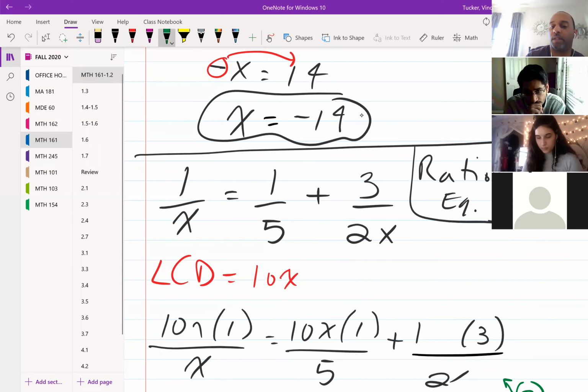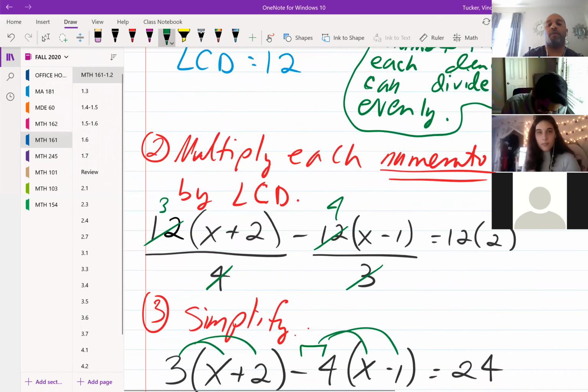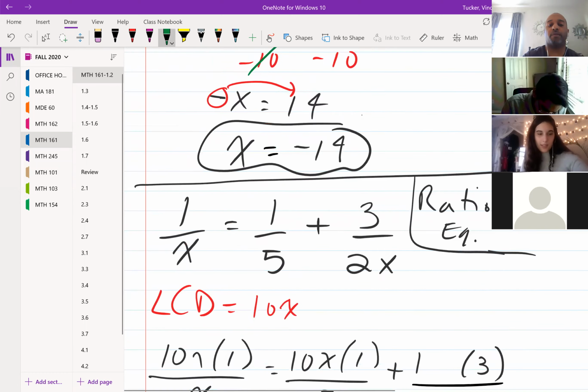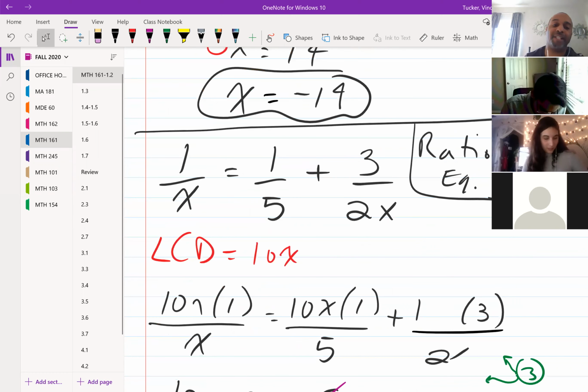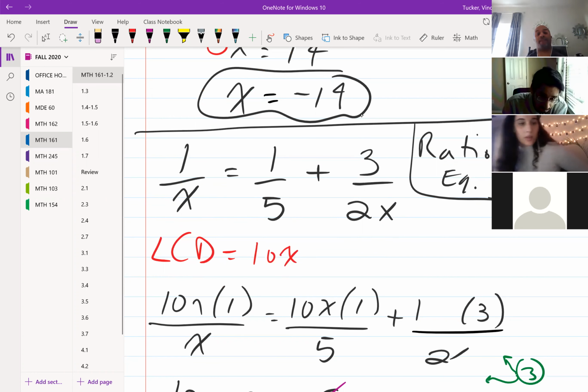So the first thing, just like we did before, if we have fractions involved and we want to get rid of our denominators and clear out our fractions, is find the LCD. Notice our denominators: x, 5, and 2x. We need the smallest expression that each one of those three can go into evenly. The smallest number that 5 and 2 can divide into evenly is 10. And then you see we have x. We don't have x squared, we have x, so x can divide into itself. That's why we have 10x as our LCD.